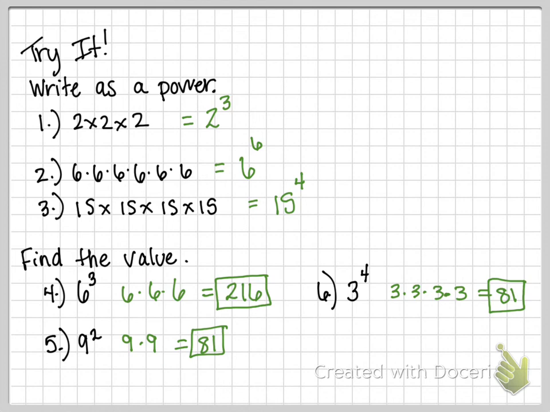Okay, so remember, when we are taking a number to a power, we multiply that base by itself that many times. We don't do the base times the exponent. We do it times itself that many times.